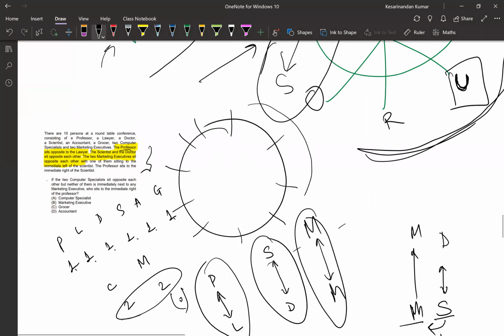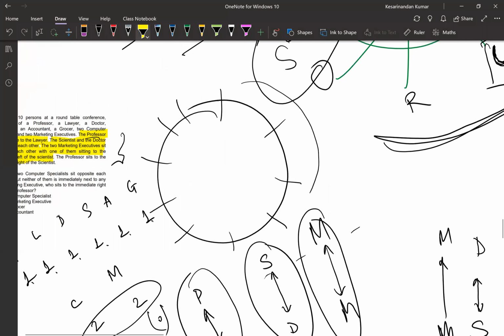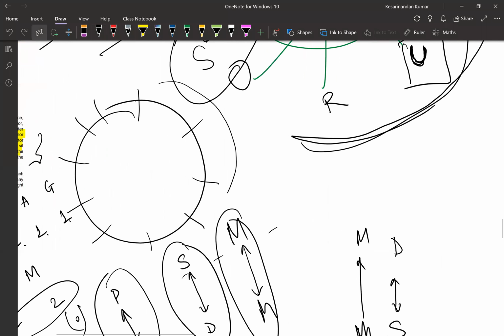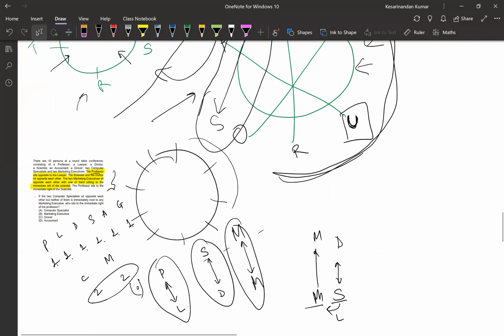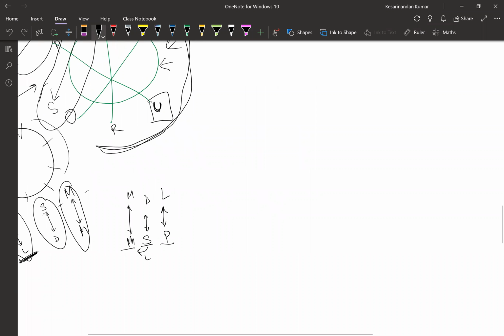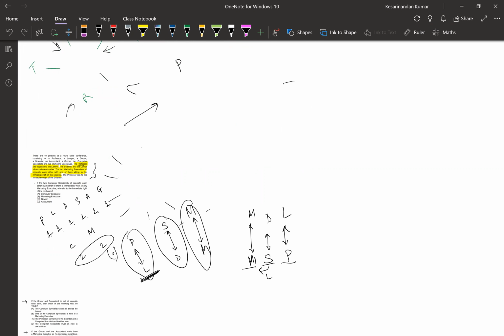The professor sits to the immediate right of the scientist. So the professor sits to the immediate right of the scientist. And who is opposite professor? Lawyer. We have 6 people's information for now. Let's draw it. So I'll erase this part. This is not necessary now. Okay.